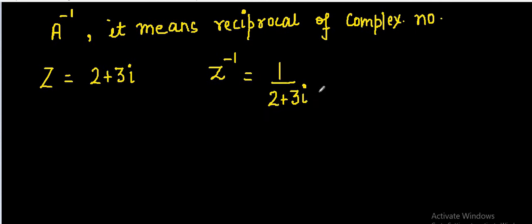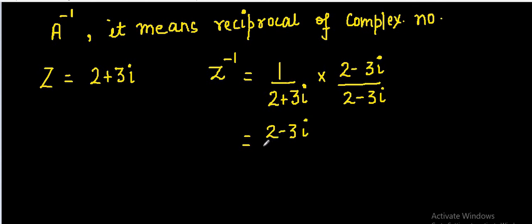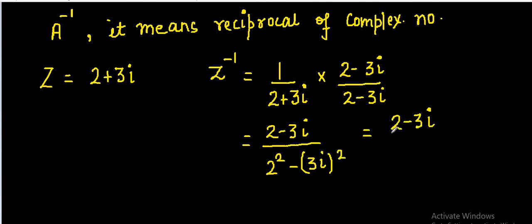Now we never leave iota in denominator. So what we have to do is rationalize. So in complex numbers, to write a number into a standard form, we never leave iota in denominator. In order to remove iota from denominator, we have to rationalize. So in numerator we have 2 minus 3 iota, and in denominator we have formula a plus b into a minus b, which is a square minus b square.